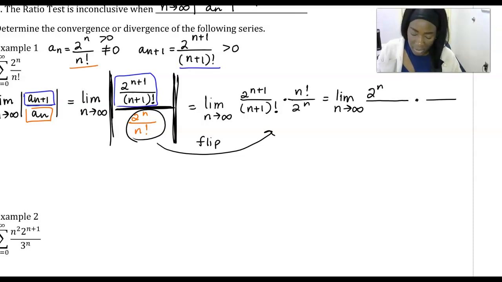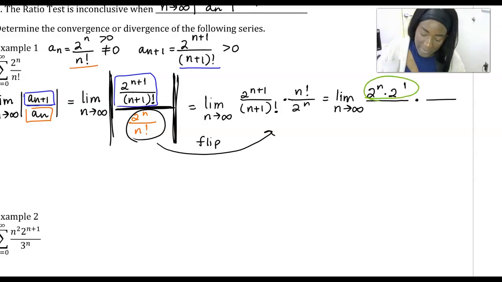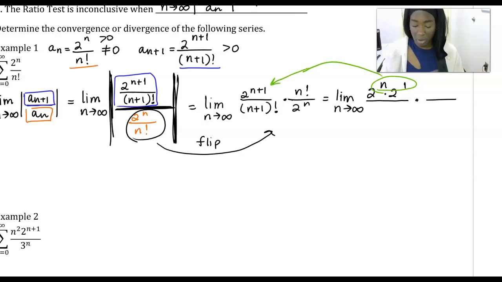I'm going to break it apart as a 2 to the n times a 2 to the 1. So we know the rules of exponents tell us that to combine the n and that 1, to combine these exponents, we would have added them, which is how we would have gotten back to that. So I'm just breaking it apart.